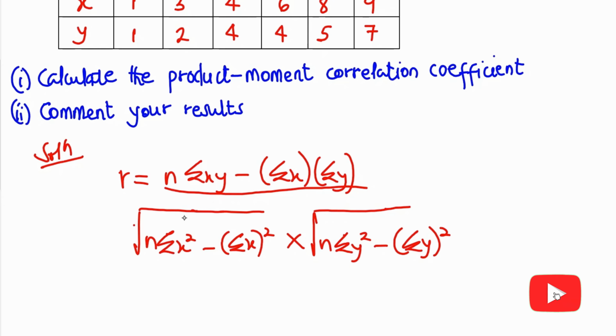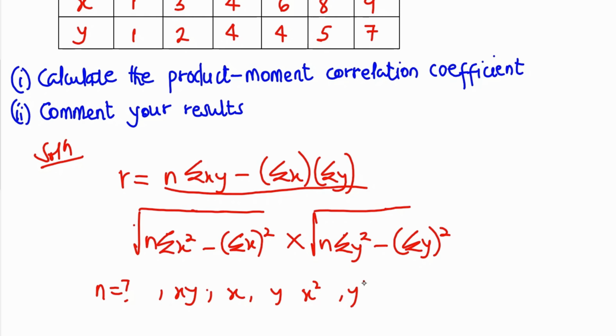So in the formula we can see that there are some terms that we have to find, or identify. We have to find the n term, that's the value for n, and also find xy, and when we are done finding xy, we find the summation. We have to find x and find the summation, and find y and find the summation, in that order. We also have to find x squared and find the summation, and find y squared and find the summation.